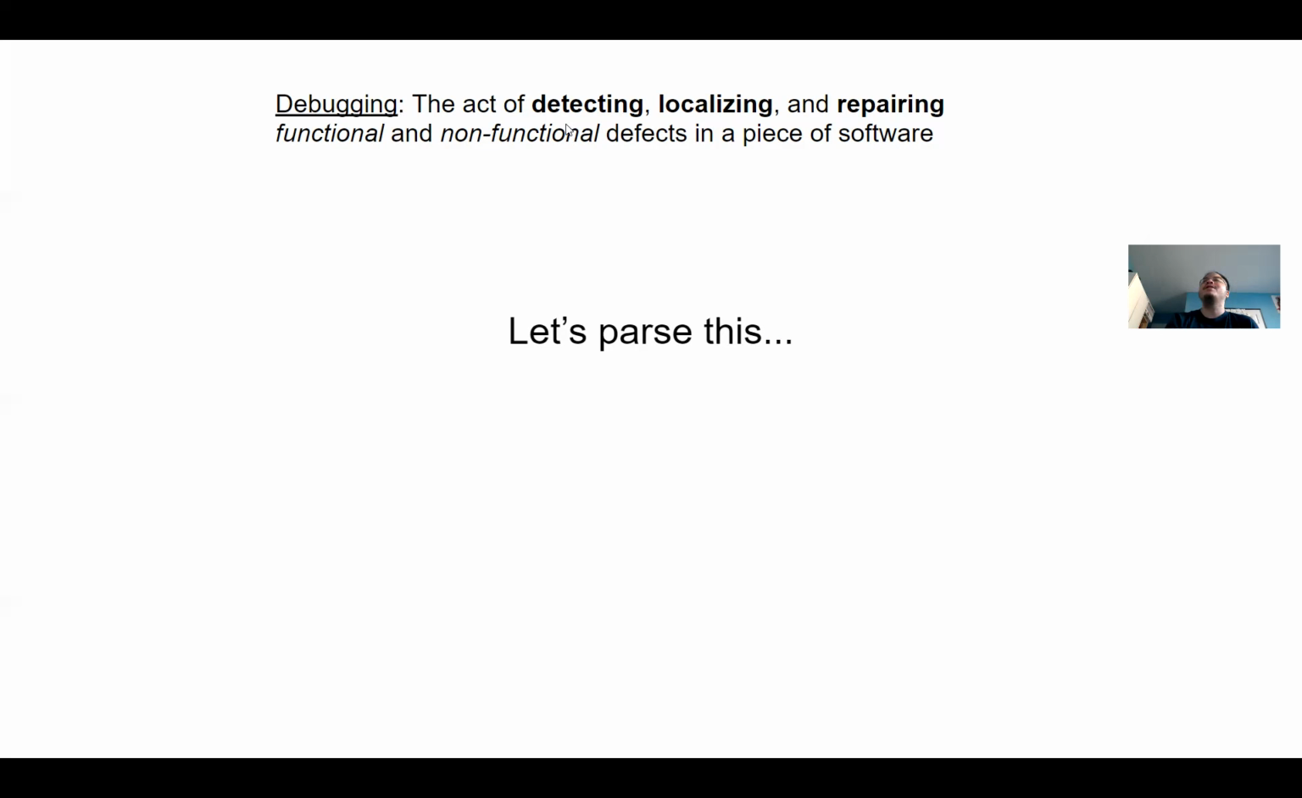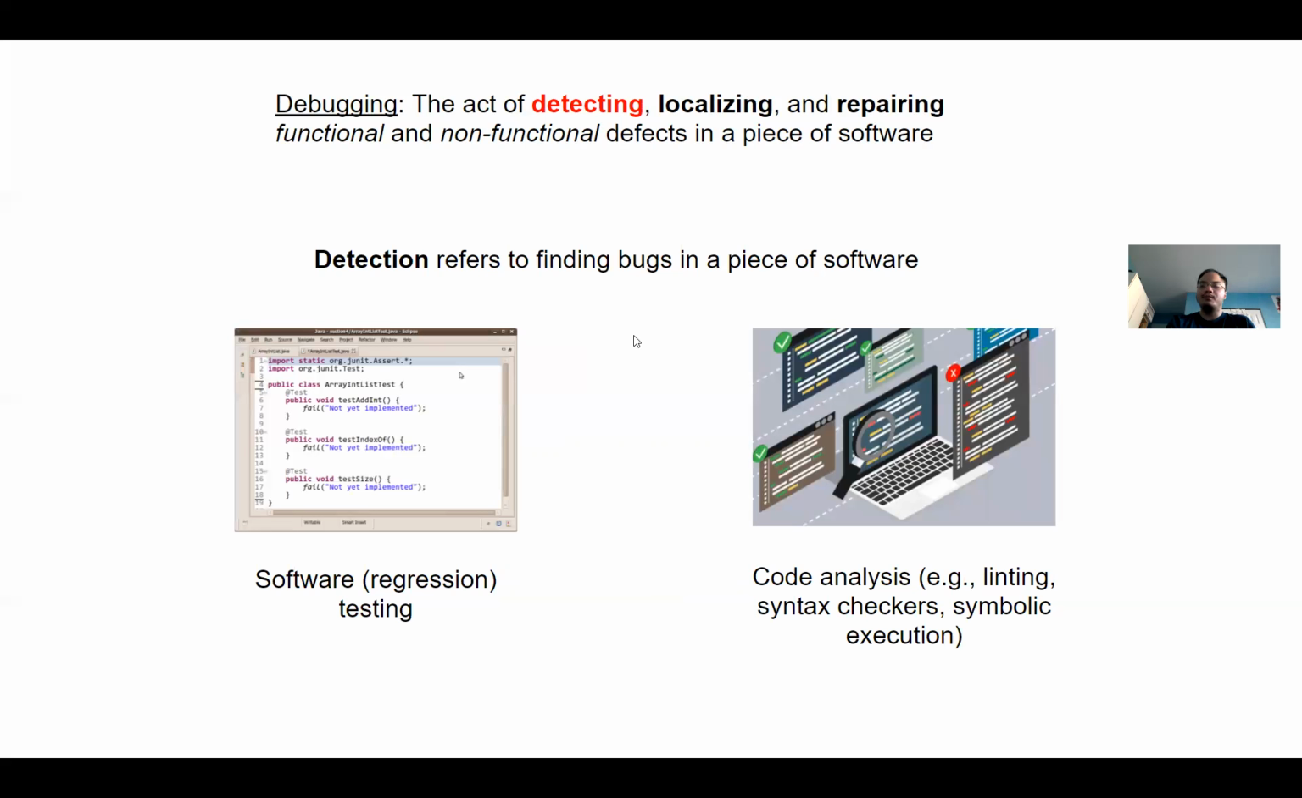On the detection side, what we mean by detection is finding bugs in a piece of software. So we don't know whether there's any bugs in that software. We've got to detect, we've got to find those bugs in there if they exist. And very likely they do exist, especially for very large programs.